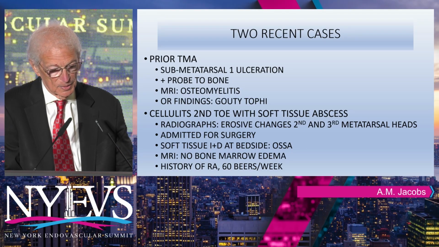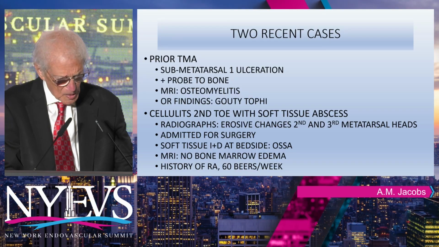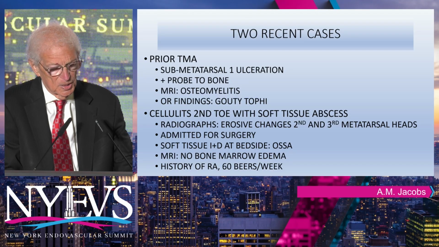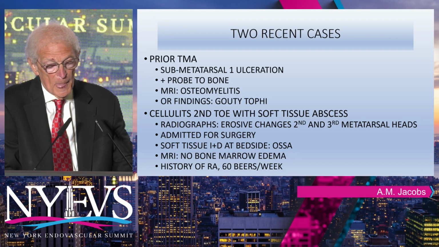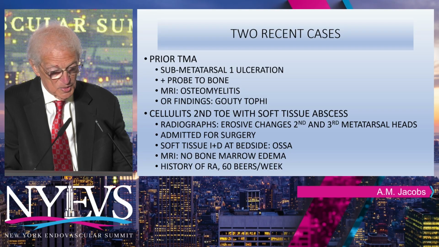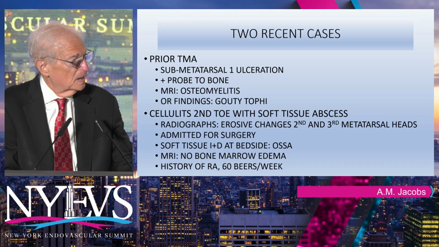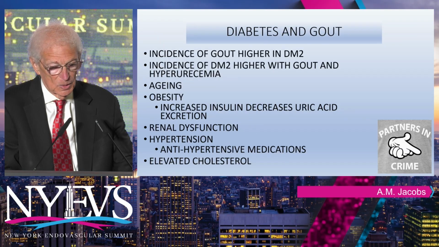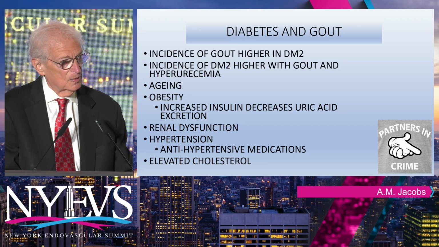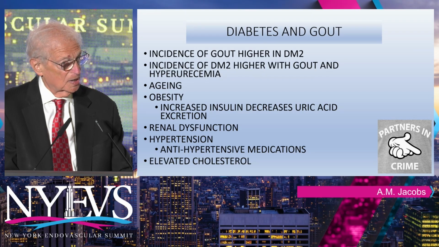MRI called it osteomyelitis. I had another patient with cellulitis of the second toe with a soft tissue abscess, and again, the patient looked like they had an infection. We admitted them for surgery. I did an I&D at bedside. Cultures came back MSSA. Bone marrow was negative on the MRI, and the specimens I took came back heavily loaded with uric acid. So we know several things. The incidence of gout is much higher in patients that have diabetes, and the incidence of diabetes is much higher in patients that have gout.